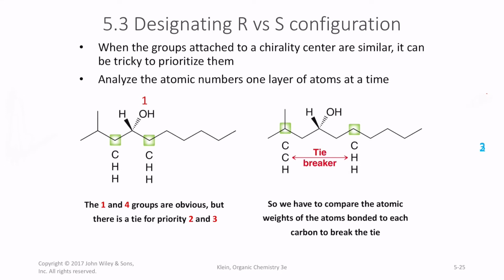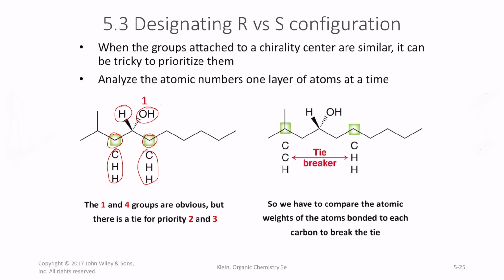In this problem, let's consider there's a tie. For example, here we have OH. So here you have OH, hydrogen, carbon and carbon. Notice that these two carbons are exactly the same. Which means that we'll have to check for the priority.